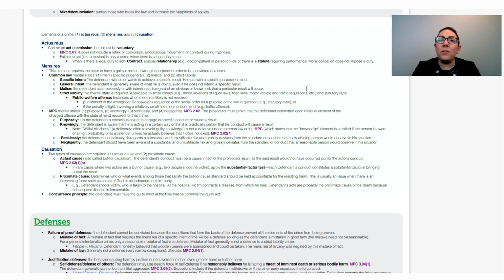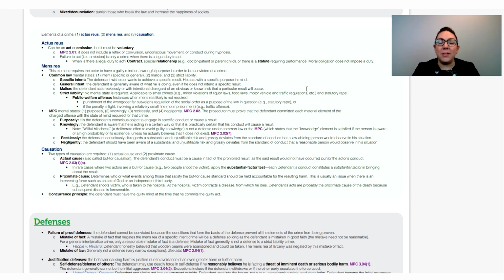Under the Model Penal Code, they recognize purposely, knowingly, recklessly, and negligently as the mental states that satisfy the mens rea requirement. So they could be different here. So it could make a difference if you have a common law crime or a Model Penal Code crime, because they might require a different mental state for the exact same crime. We're going to go through these and talk about these various mental states in a little bit more detail.